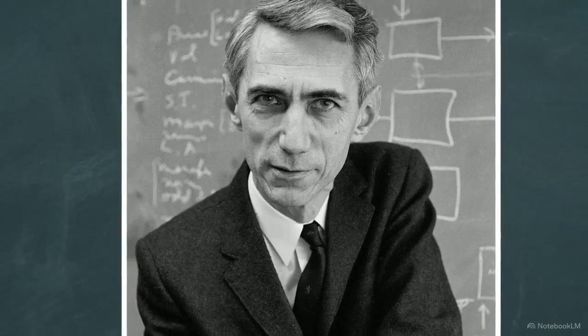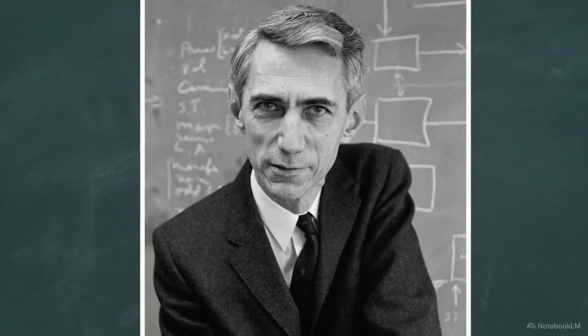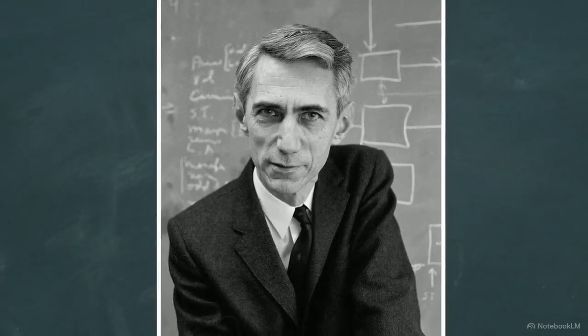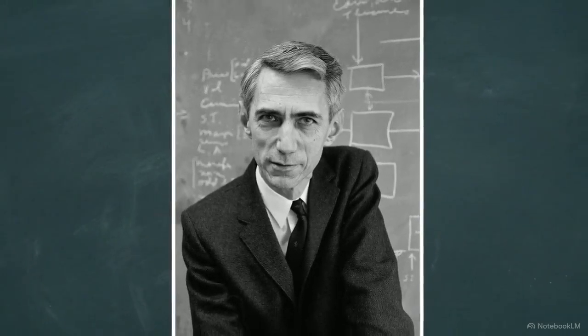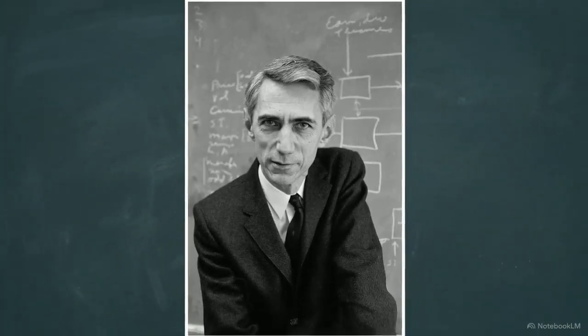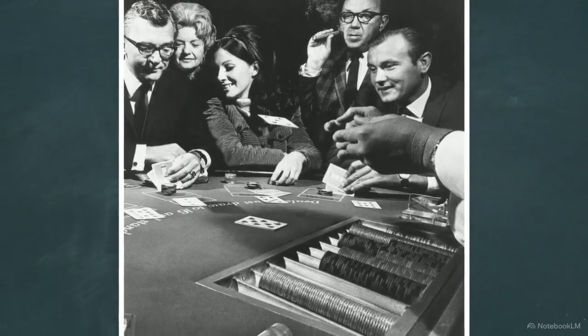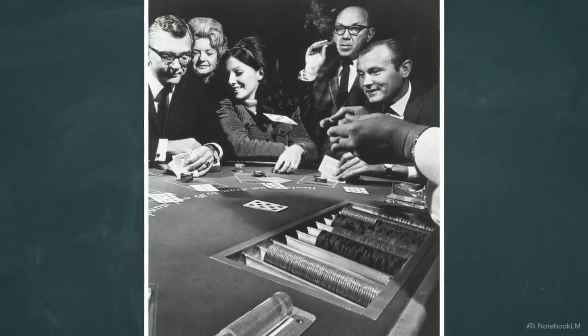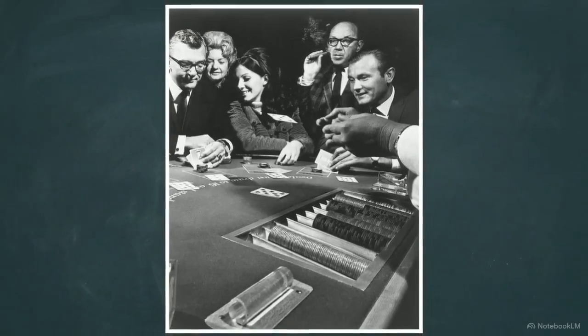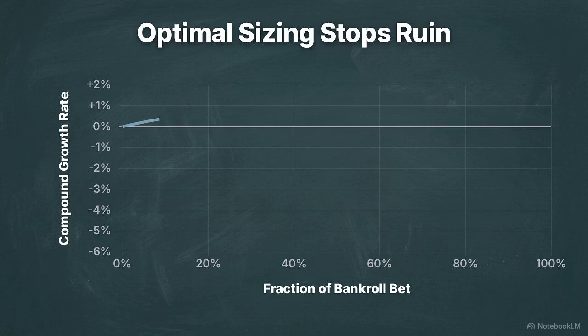John Kelly Jr. was analyzing a communications problem: how to maximize the amount of information pushed through a noisy wire without destroying the system itself. He realized that extracting signals from a noisy channel and placing bets at a casino are mathematically identical problems. He derived this formula, now called the Kelly criterion. It is designed exclusively to maximize expected logarithmic wealth, the only type of wealth that survives compounding.